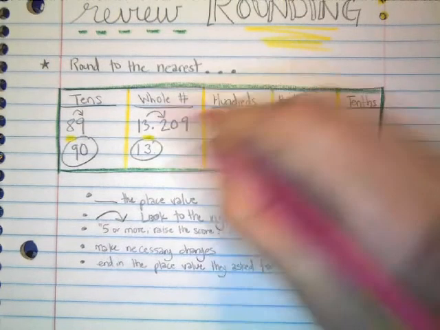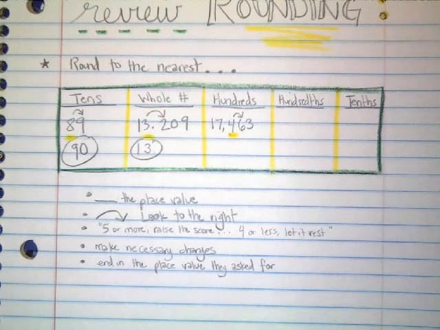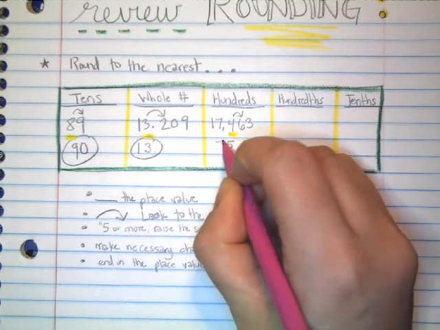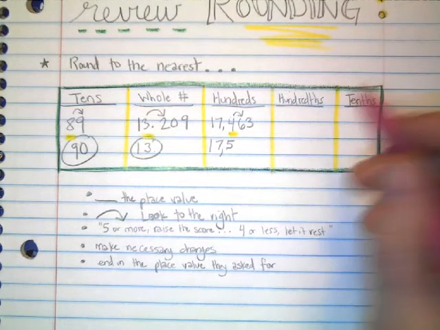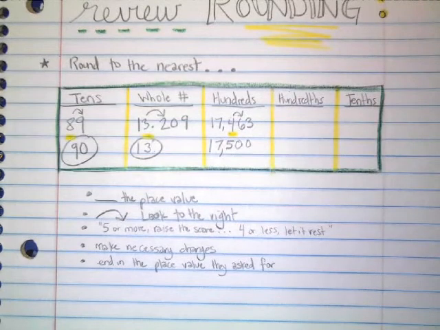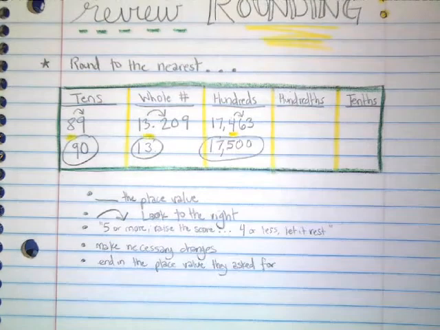Okay. So now I look to the right. The 6 tells the 4 to raise the score. So 4 changes to a 5. Everything else stays the same in front of it, even the comma. And what happens to the numbers behind it? That's right. They change to zeros. The answer is 17,500.